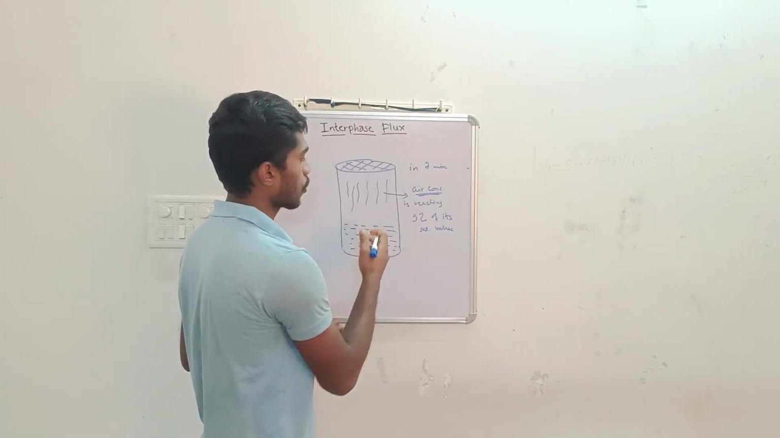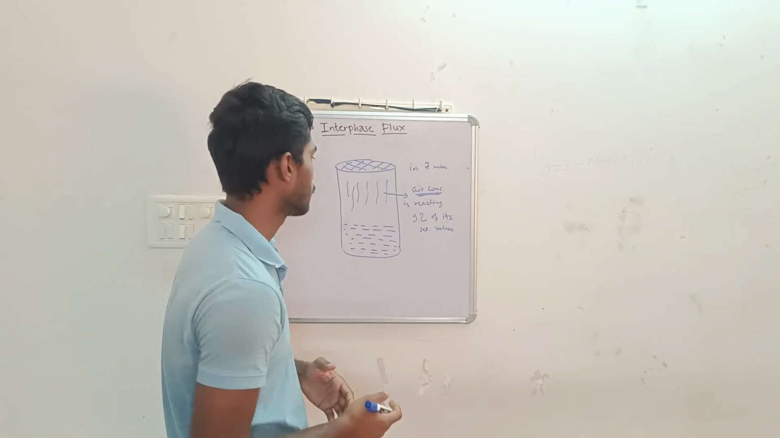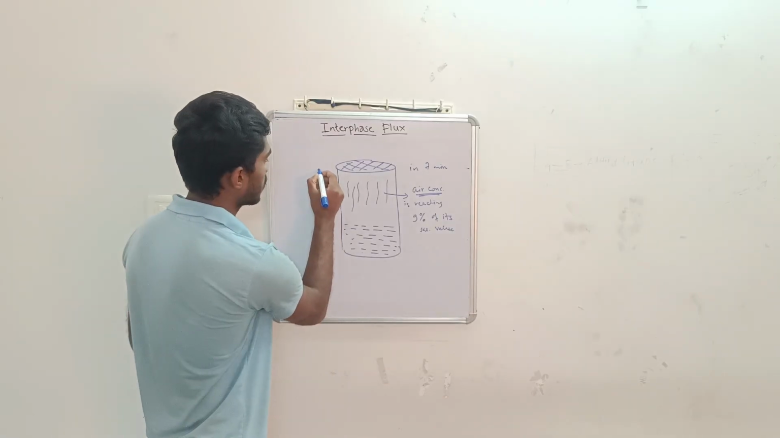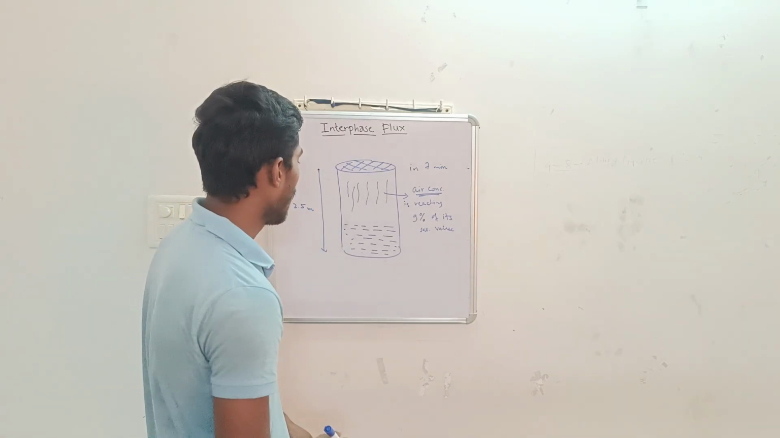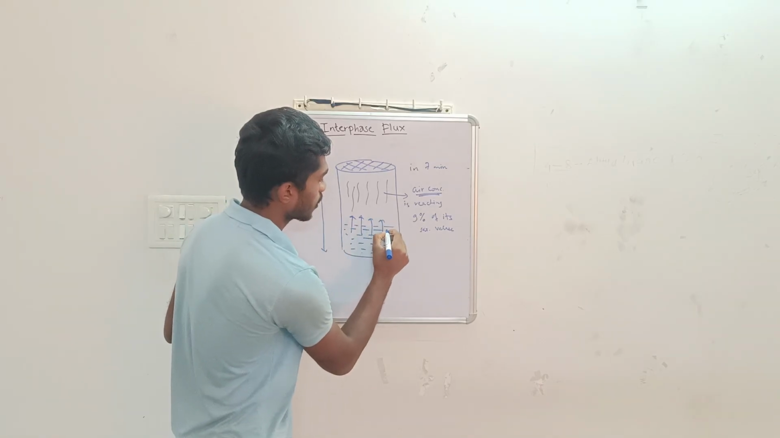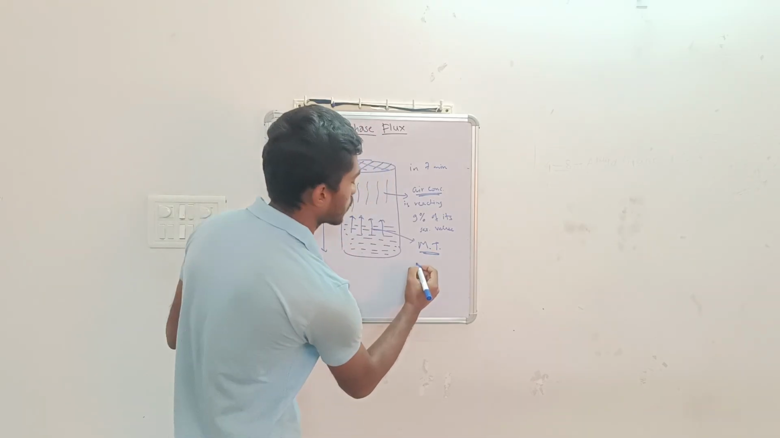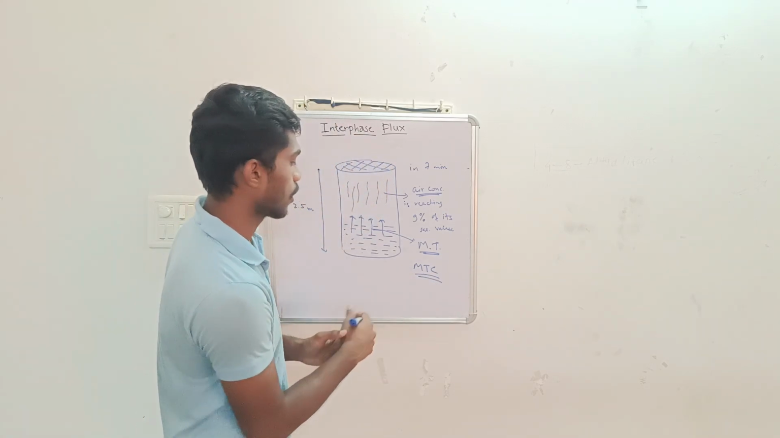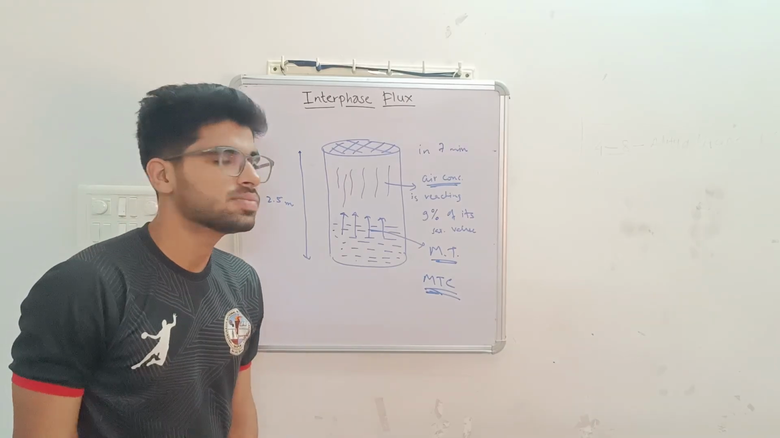That means partial pressure of ethanol is reaching 9% of P saturation, or saturation pressure. The height of this cylinder is 2.5 meters, and we have to calculate the mass transfer coefficient. Here mass transfer is occurring, and this question requires us to calculate MTC, that is mass transfer coefficient. Now moving towards the solution part of this question.